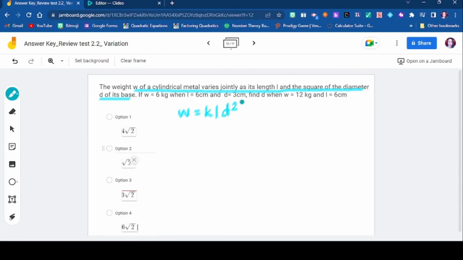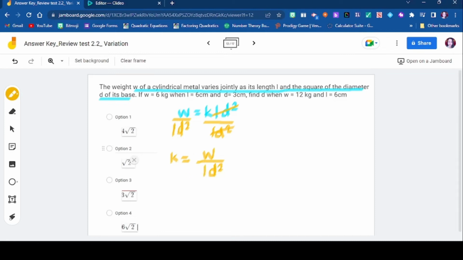So we need to find the k. So let's divide first all of them by the length and the square of the diameter of its base for us to find the value of k before we are going to substitute them. Okay, like that, length. So cancel what's left. We will have k is equals to the weight over the length and the square of the diameter of its base.